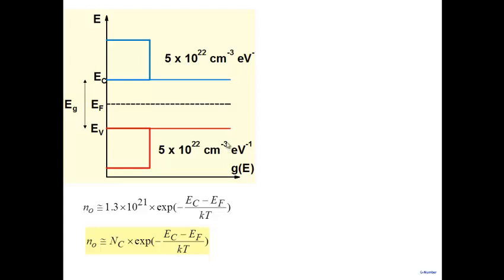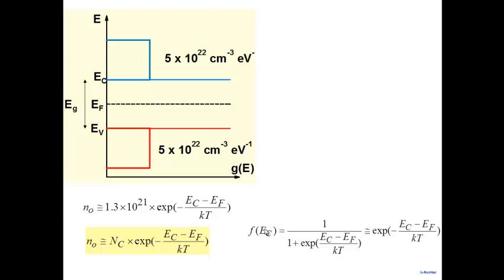This is the expression that we obtained: N0 = 1.3 × 10^21 exp(−(EC − EF)/kT). I can take this constant term now and write it as N0 = NC exp(−(EC − EF)/kT). It's a constant term, and you will see why I'm calling it NC in a minute. So all I've done is, instead of this number here, I've put a symbol here. All right. Now note, the Fermi-Dirac function, what does it tell us?